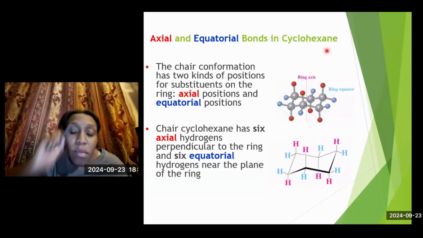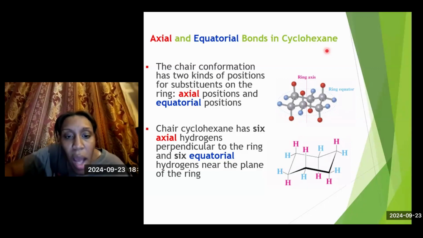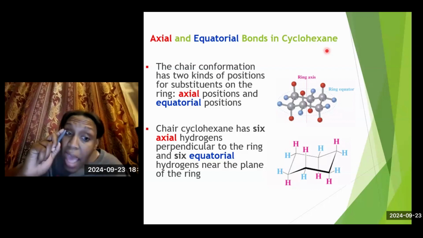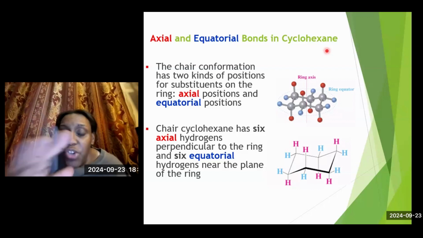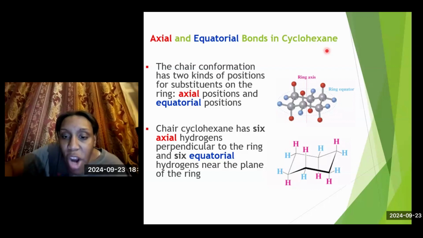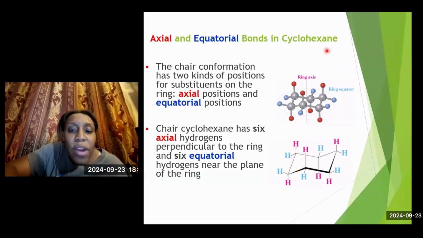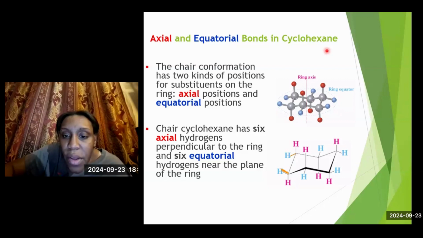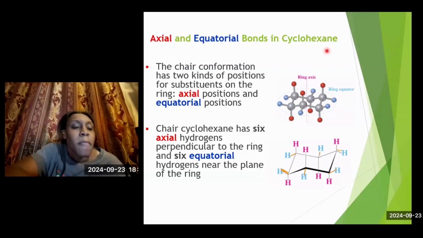Now, when you're looking at this, notice that the axial hydrogens are going to be perpendicular to the ring. And so as this carbon here is pointing up, you see how the angle is pointing up? This is going up. It is the other one here, that is going to be, see the angle is pointing up here, and then the hydrogen is going up. So all of these are perpendicular, whereas the equatorial ones, which are going to be sticking outward, are kind of close to the plane of the ring.